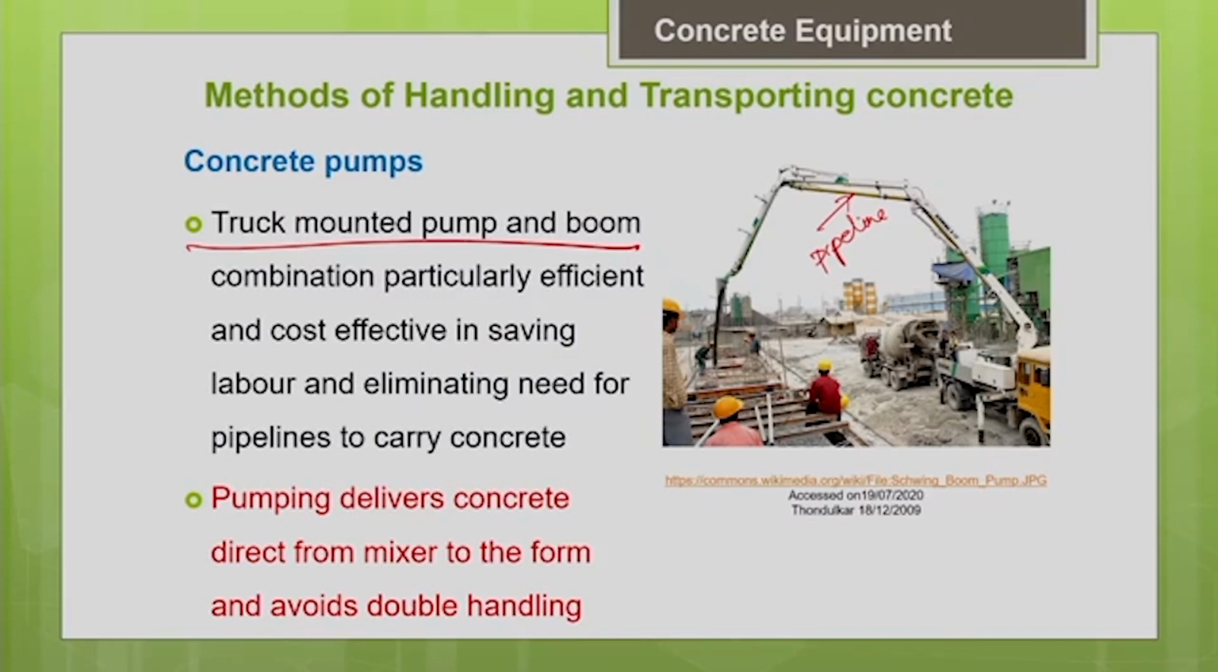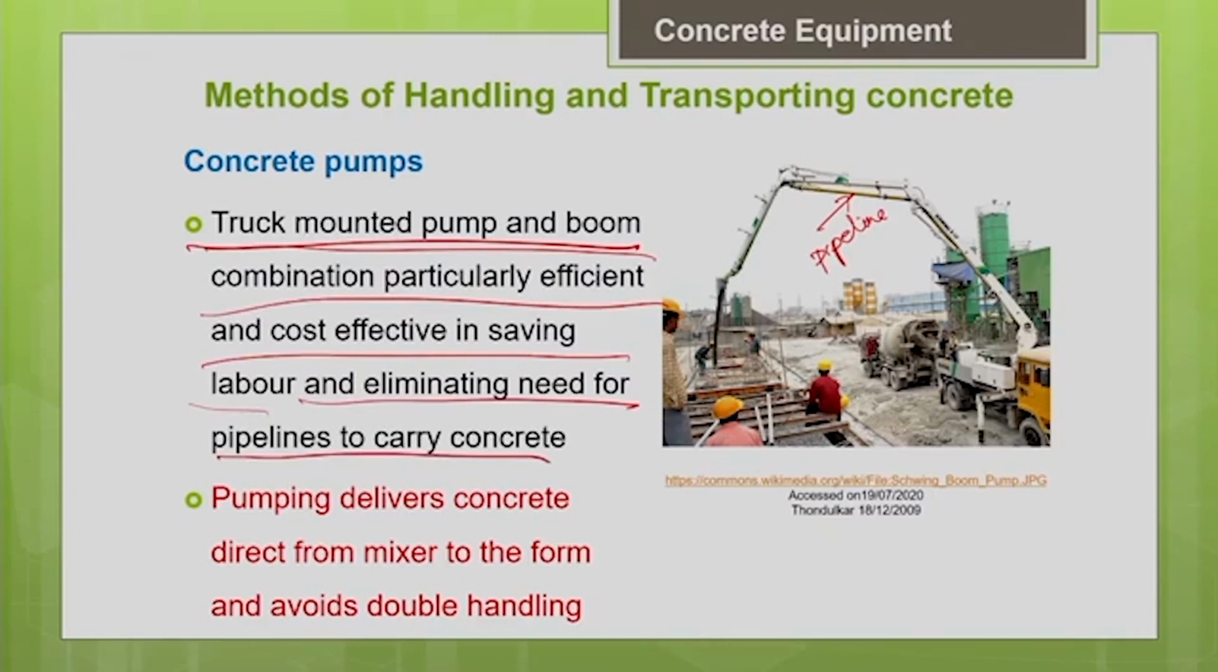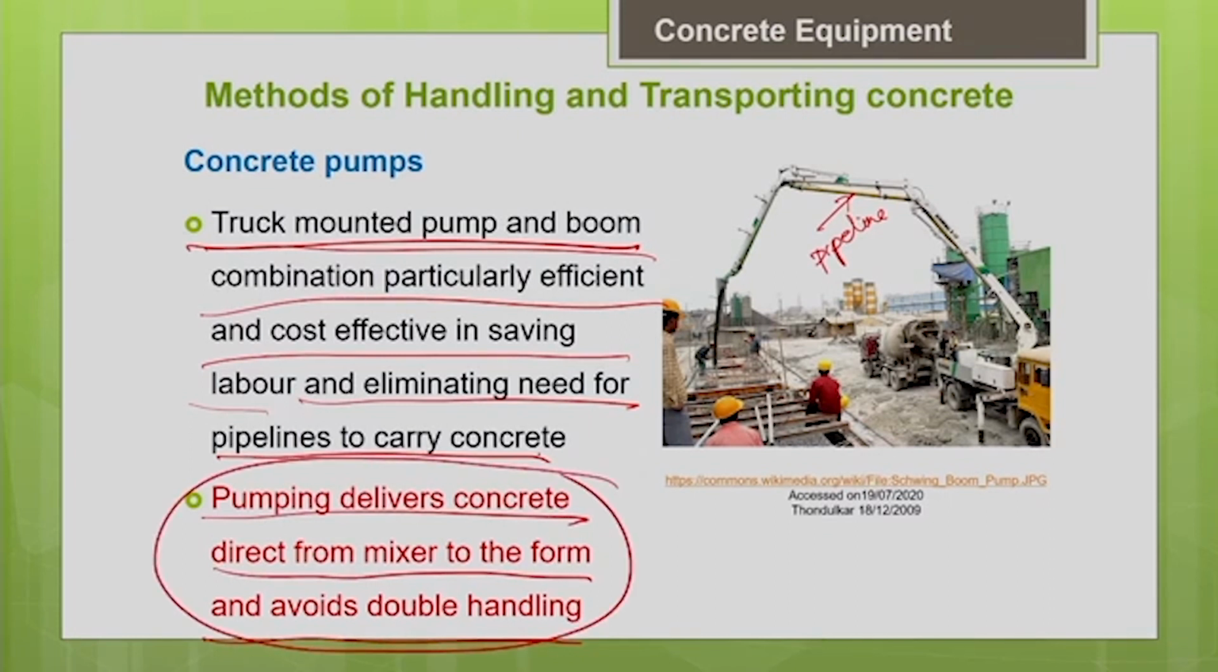Basically, we go for this option when the site is congested and it is not possible to have the pipelines on the ground. This will give you better productivity in congested sites. The truck mounted pump and boom combination is particularly efficient and cost effective in saving labor and eliminating the need for pipelines to carry the concrete. Pumping delivers the concrete direct from the mixer to the form and avoids double handling of concrete. That is an important advantage of the pumping method.